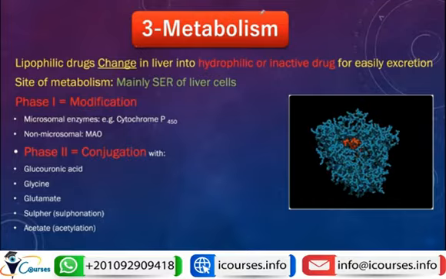The third stage of pharmacokinetics is metabolism. Metabolism means the biotransformation of the drug. The drug will not be active forever; sooner or later it will be metabolized by the liver in order to make it inactive. So the drug is changed into an inactive form or a hydrophilic form for easy excretion. This is called metabolism.